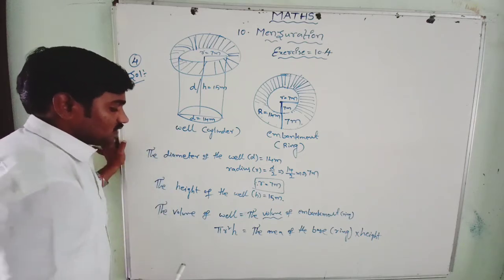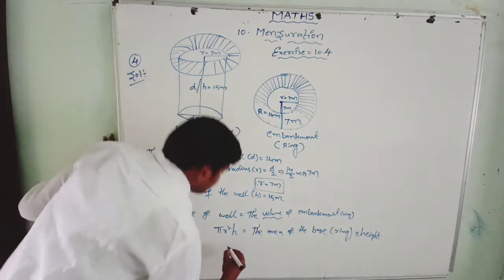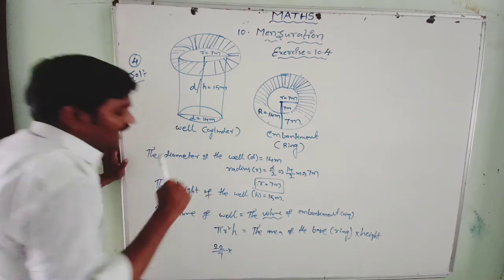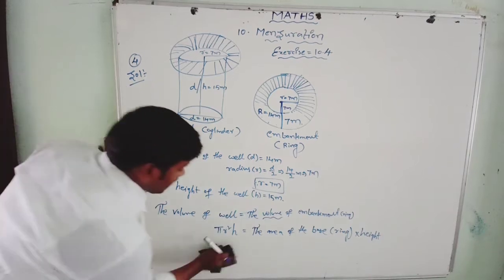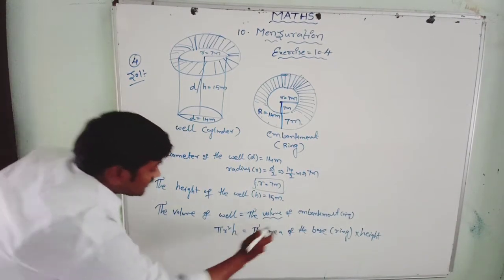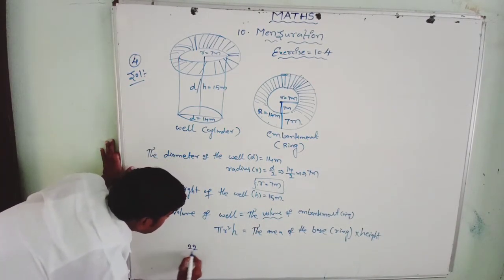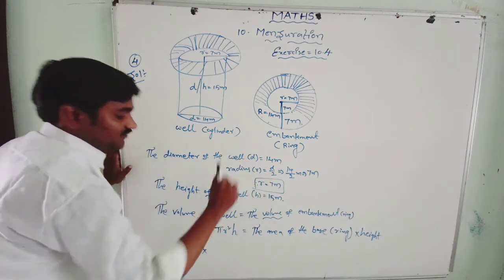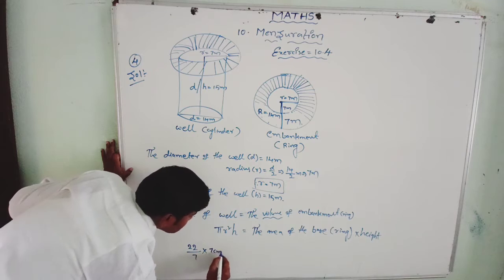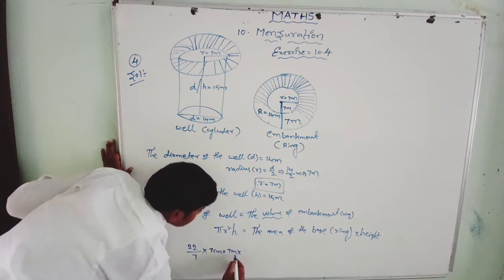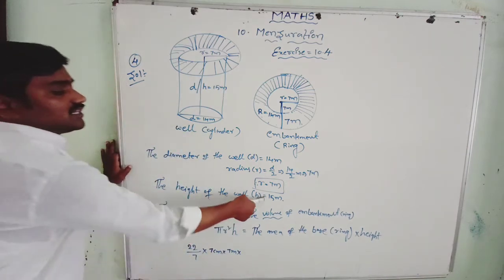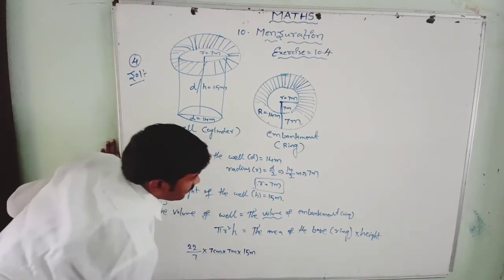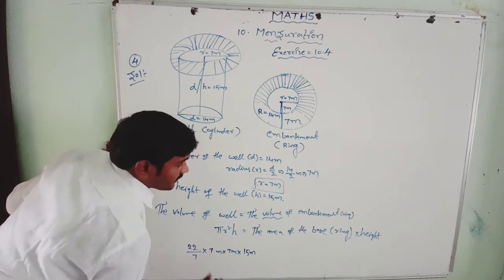We learned this in 8th class. Pi value is 22/7 into r square. So this I will write quickly here because we need space like this. Pi value 22/7 into r square, where r is the radius of the well, that is 7 meters into 7 meters, into height, that is 15 meters.